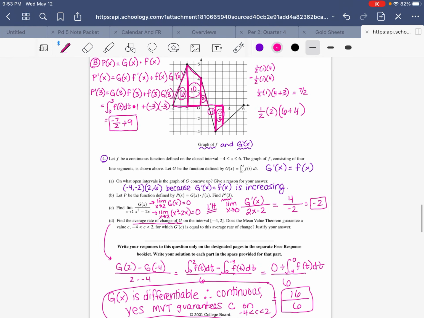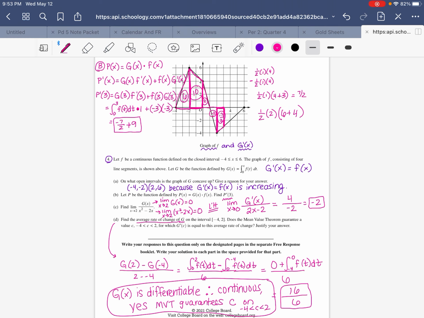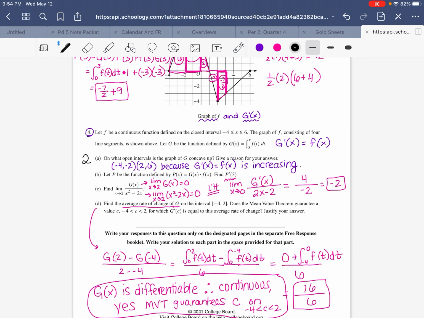So there is problem number 4. In terms of grading this, they haven't released a grading scoring guideline yet, so I would just be making guesses as we go through this, but you should grade your own. I would guess that part A was worth 2 points. I would guess that part A, you got 1 point for your intervals and 1 point for your explanation.